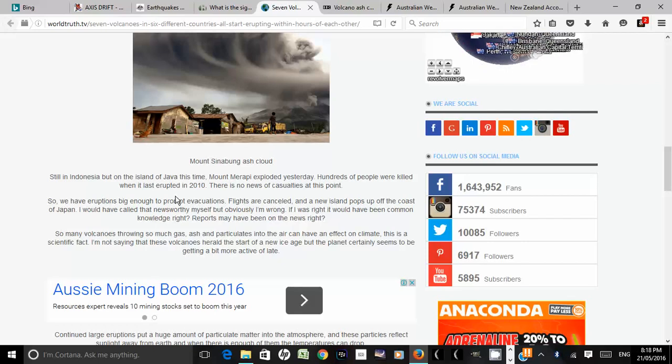So we have eruptions big enough to prompt evacuation, flights are cancelled, and a new island pops up off the coast of Japan. I would have called that newsworthy myself, but obviously I'm wrong. If I was right, it would have been common knowledge, right? Reports may have been on the news, right? So many volcanoes throwing so much gas, ash, and particles into the air can have an effect on climate. This is a scientific fact. I'm not saying that these volcanoes herald the start of a new ice age, but the planet certainly seems to be getting a bit more active of late. Well, isn't that the truth?